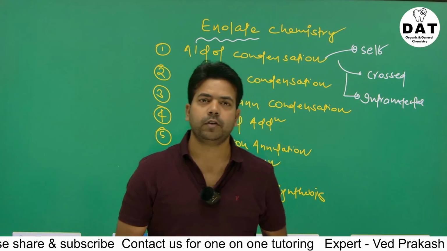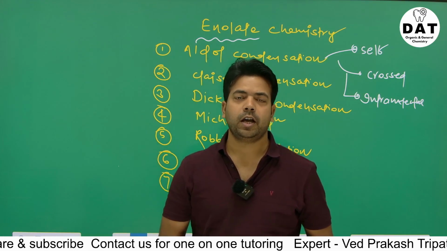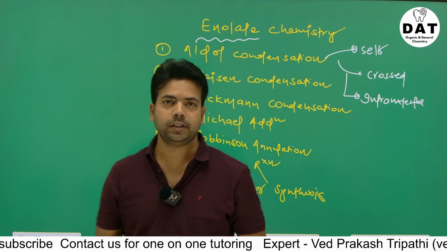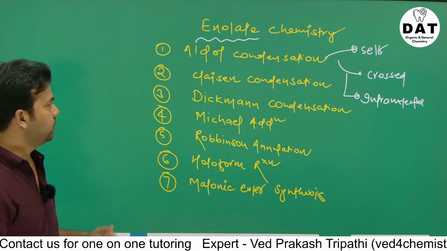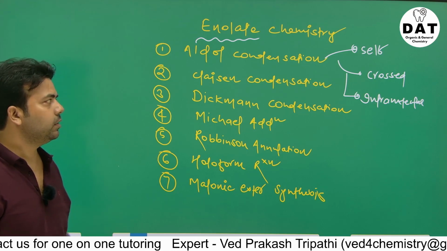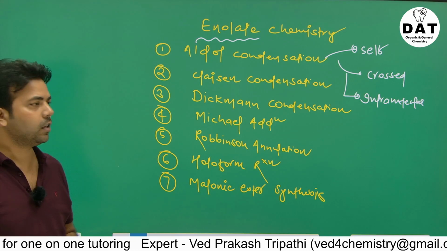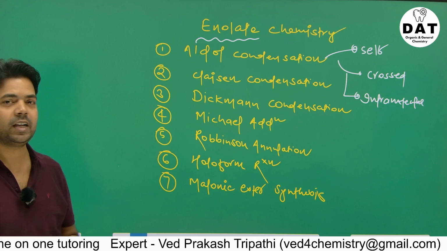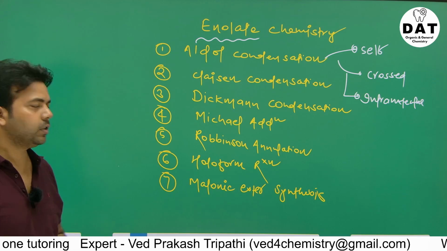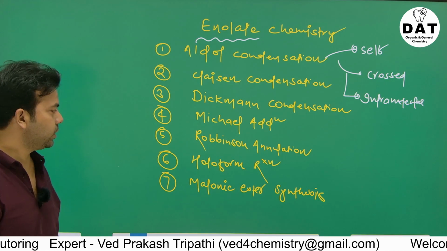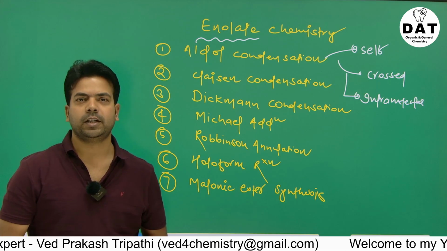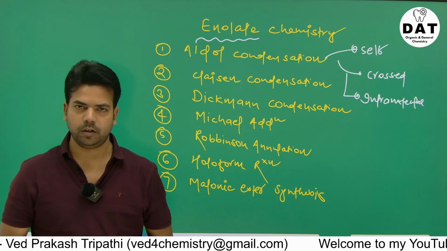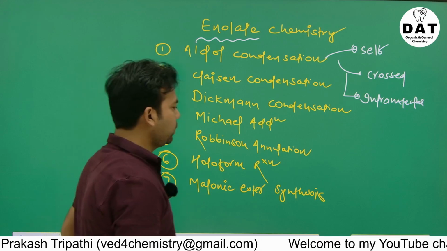Hi everyone, today we are going to start the enolate chemistry, and in this chapter we are going to discuss these reactions. The very first one is Aldol condensation, second one is a Claisen condensation, third one is a Dieckmann condensation, fourth one is a Michael addition, then Robinson annulation, haloform reaction and malonic ester synthesis. Aldol is basically three types: self, crossed and intramolecular. So let's start the very first one.